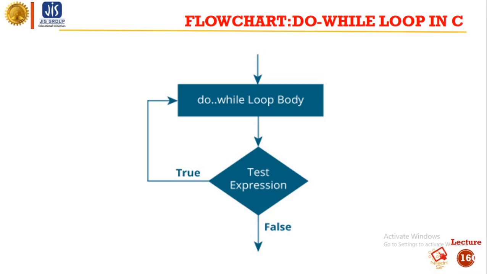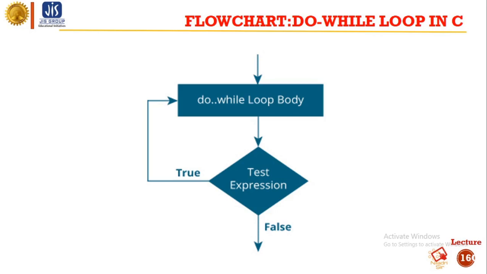loop are executed. The critical difference between the while and do while loop is that in the while loop, the while is written in the beginning. In the do while loop, the while condition is written at the end and terminates with a semicolon.